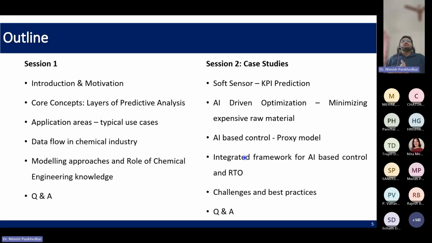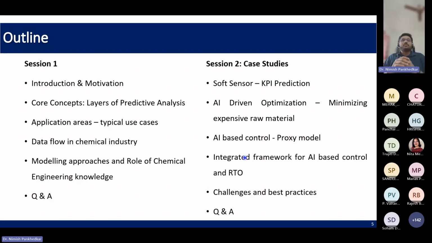So with this, I'll just brief you on what I have in my mind for today's session. I have this session and a second session in the evening. So my idea is to discuss the real-time case studies that I have been doing in industries in the second session. So I'll begin with the introduction, the motivation, and give you a feel why predictive analytics and taking a proactive action rather than reactive action is very much essential to improve the quality, the reliability, and the sustainability of chemical plants.